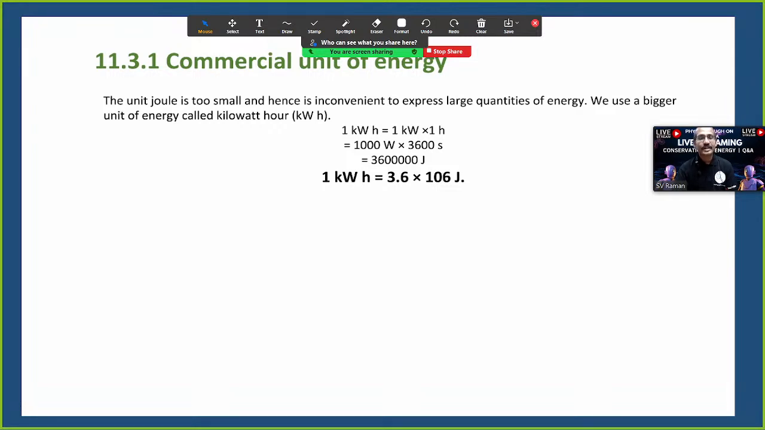So 1 kilowatt hour is equal to 1 kilowatt into 1 hour. 1 kilowatt is how many watts? 1000 watts into 3600 seconds. So finally, 3.6 into 10 power 6 joules.